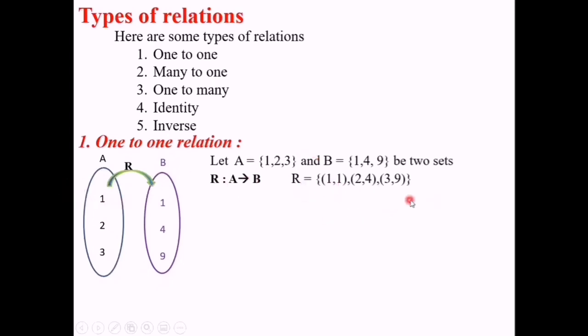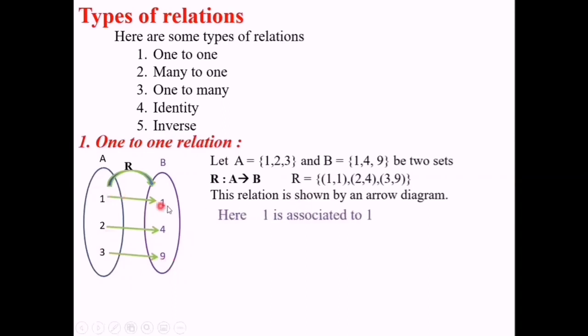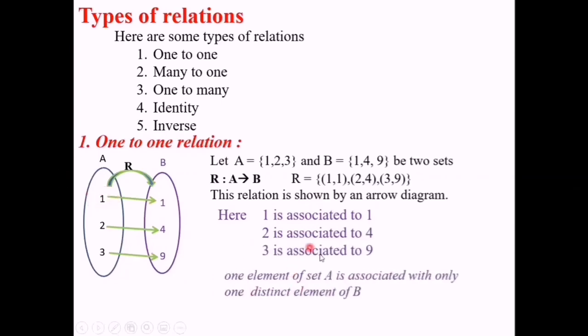Representing these ordered pairs, elements of R, with an arrow here. 1 is associated with 1 here, and 2 has its second component 4, 3 has its second component 9. Here 1 is associated to 1, 2 is associated to 4 and 3 is associated to 9. One element of A is associated with only one distinct element of B. That is, each element of A has only one distinct element in B. So the arrow is here 1 to 1. So this relation is called one-to-one relation.